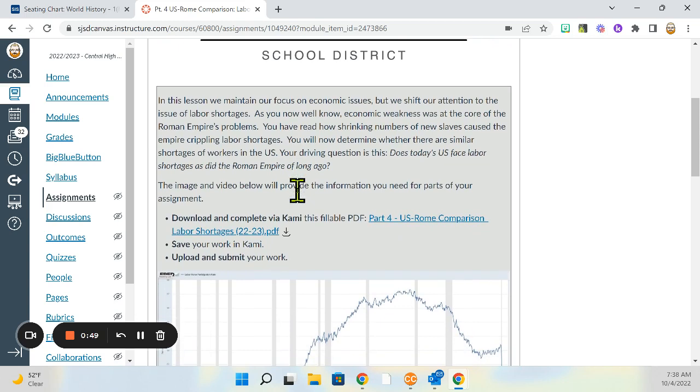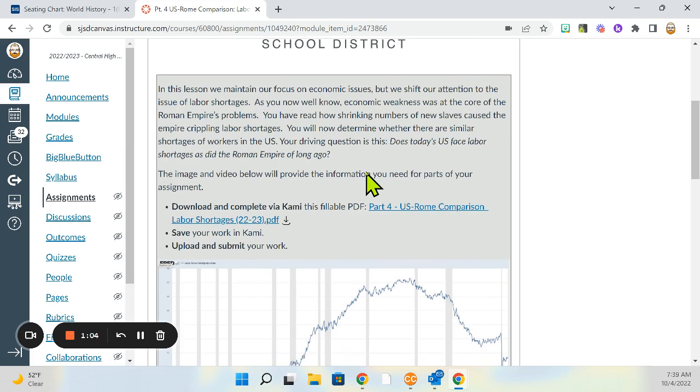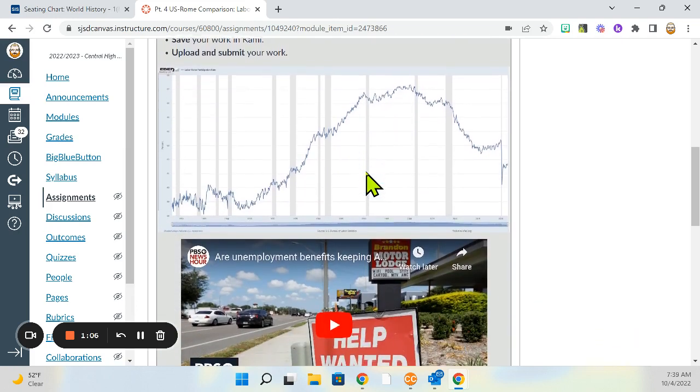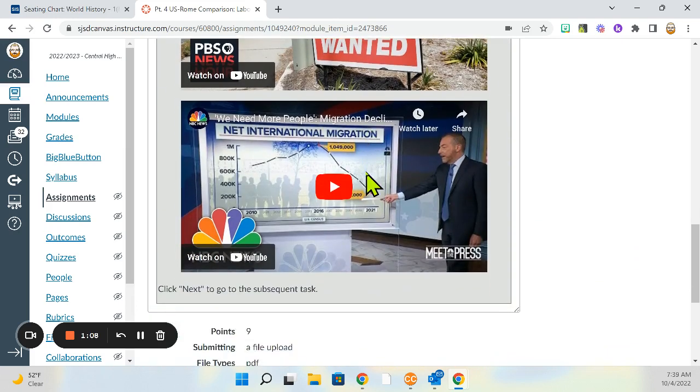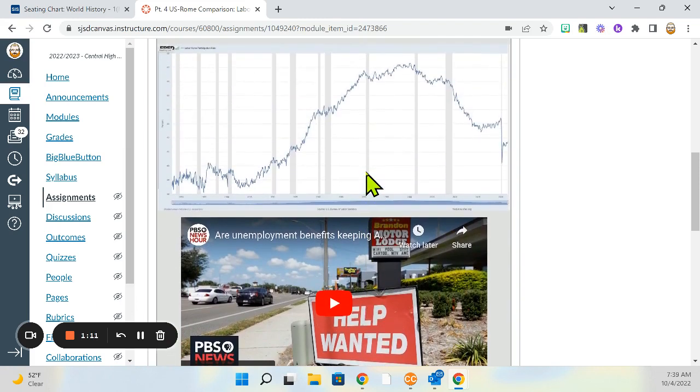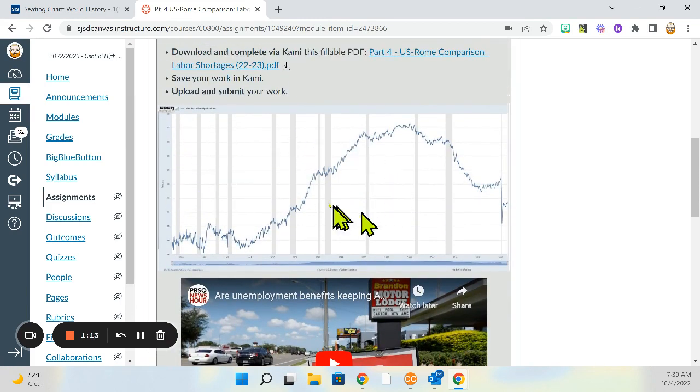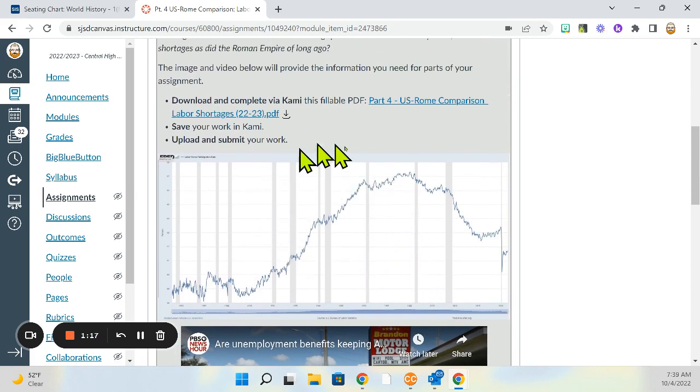We are now going to figure out whether the U.S. also suffers from a shortage of labor. And our driving question is similar to that of past modules. Does today's United States face labor shortages like the Roman Empire of long ago? You're going to have 2 videos. The videos do not come till the end of the assignment, so don't worry about those now. You also have this graph, which is in your document, but you might want a larger version on your screen, and you can find that here.